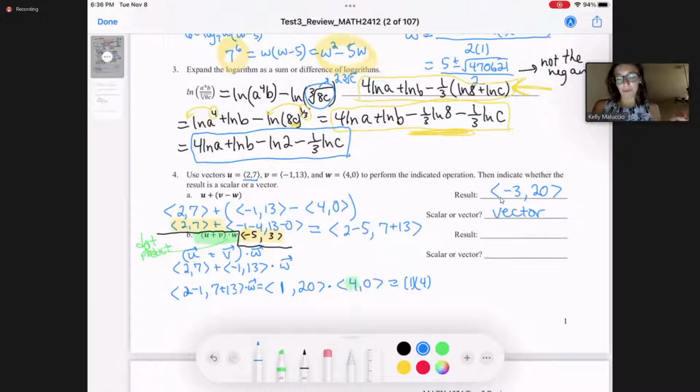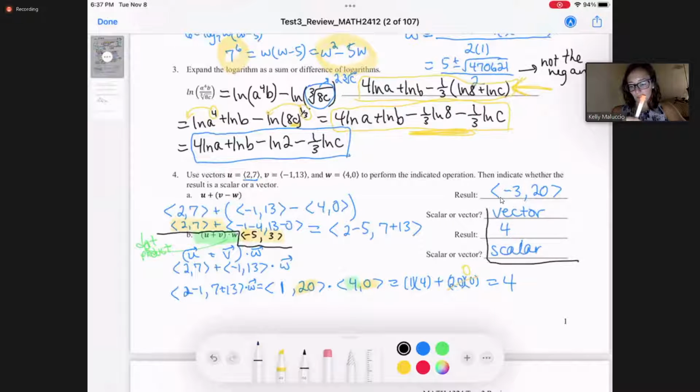So 1 times 4, much easier, but then I have plus 20 times 0 because it's these components multiplied together. So 20 times 0, well, that's just 0, right? So that goes away. And my final answer is actually just 4. So my result is 4. And this, like we said, as expected, is a scalar. And so these are the answers that we're looking for here.